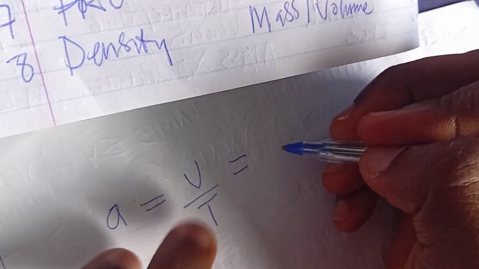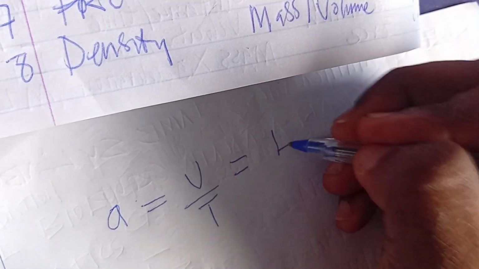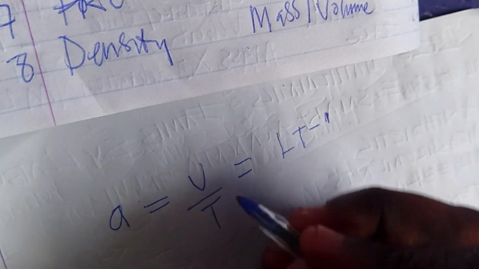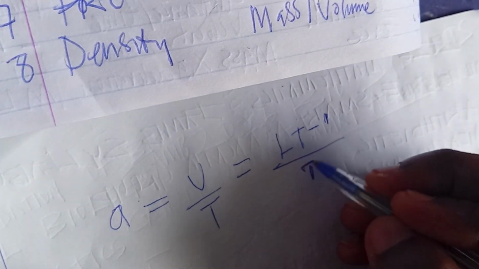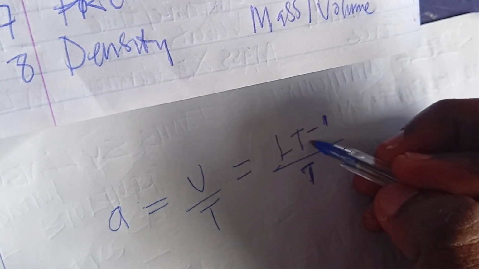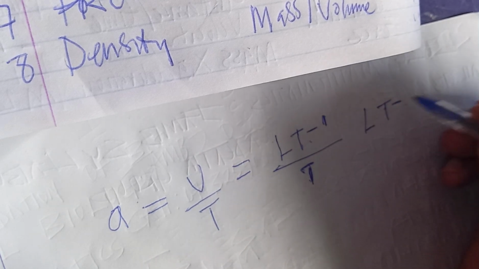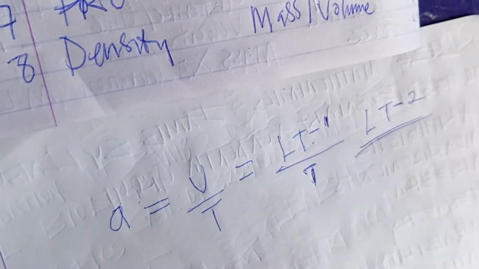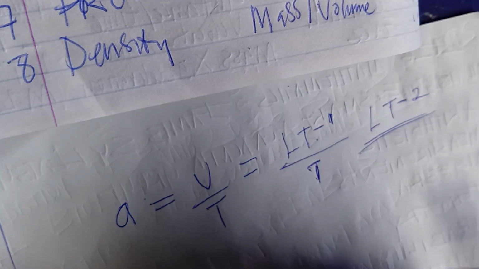Now V is what? Velocity, right? And velocity, we say that velocity is LT^-1, right? Good. Then let us put this all over T. Now when this comes to this, it will be LT^-2. Are you seeing it now? So this is the dimension for what? Acceleration.